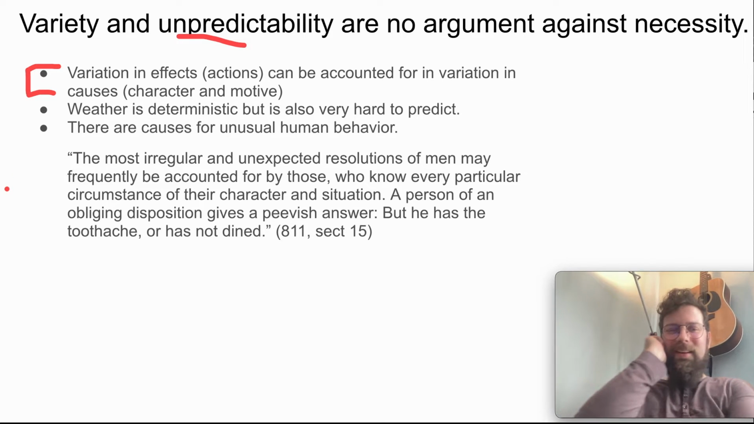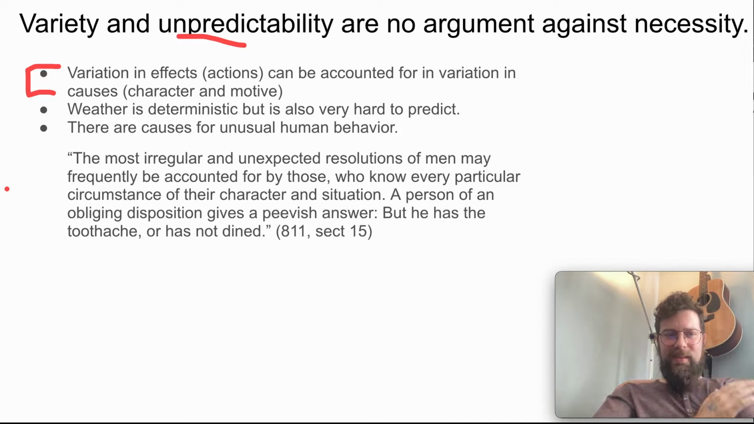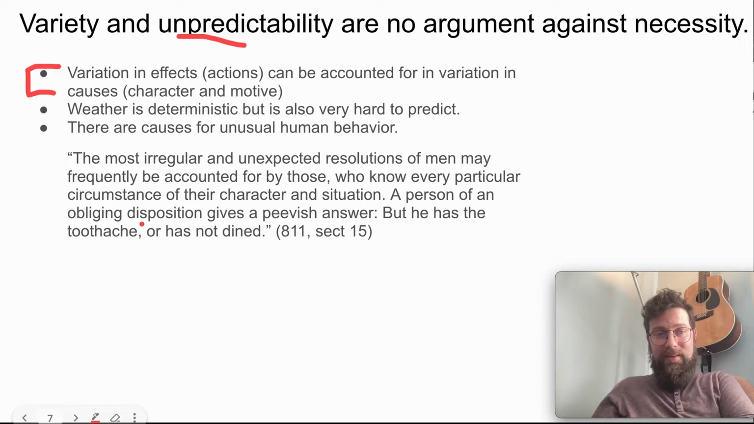Here's a really fun paragraph in Hume. He says, "The most irregular and unexpected resolutions of men may frequently be accounted for by those who know every particular circumstance of their character and situation. Because a person of an obliging disposition, somebody who's usually very friendly, gives a peevish answer." Right, so this is somebody who gets snappy with you. And you might say that makes no sense, especially when they're regularly a nice person. But he says, but he has a toothache or is not dined.